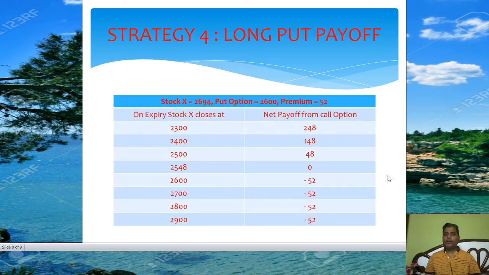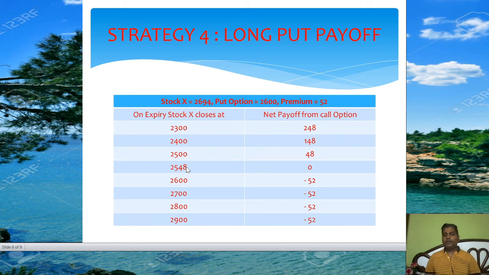Now we'll try to understand how to calculate the profit or loss for the long put option. As we know, we have stock X, which is trading at 2694, and we have bought the put option of strike price 2600 at a premium of 52. If on expiry the spot price of stock X closes at 2300, we'll have a profit of 248. If it closes at 2400, we'll have a profit of 148. If it closes at 2500, we'll have a profit of 48. If it closes at 2548, which is the break-even point, then we'll have no profit, no loss.